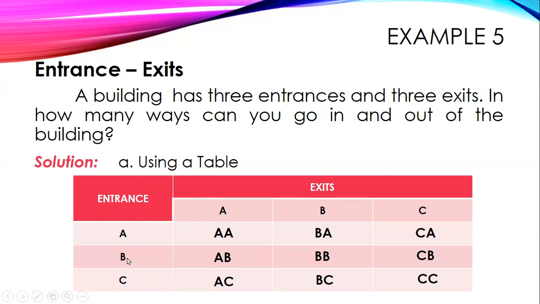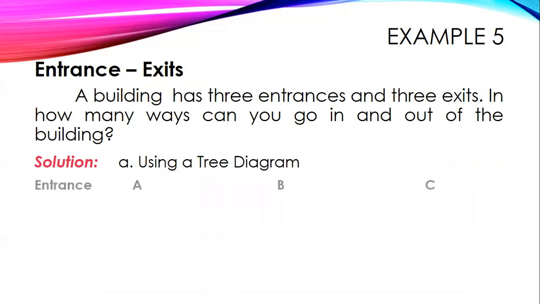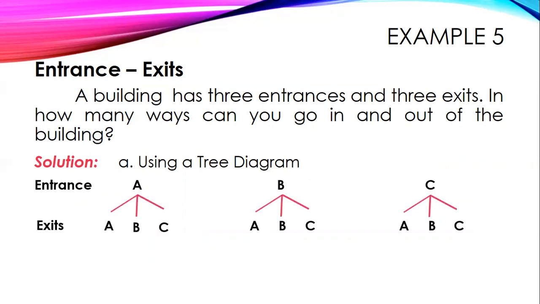Pwedeng pumasok kay entrance C at pwede ring lumabas kay exit C. Okay? So, ayun po yung ways na pwede tayong magpasok at labas sa isang building kung mayroong 3 entrances and 3 exits. So, we have 1, 2, 3, 4, 5, 6, 7, 8, 9 ways to go in and out. Pwede rin nating maipakita ito gamit ang tree diagram. So, we have the entrance A, B, C, exits. These are the exits.